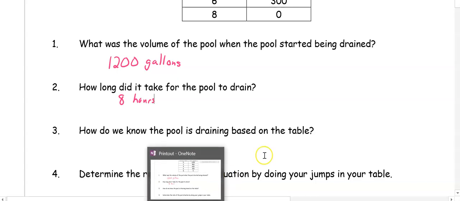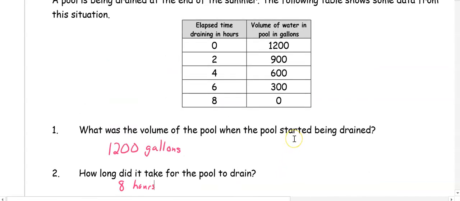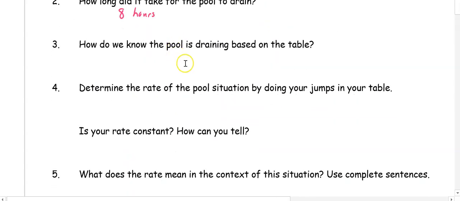How do we know the pool is being drained based on the table? Well, we know the pool is being drained because the volume is decreasing over time.